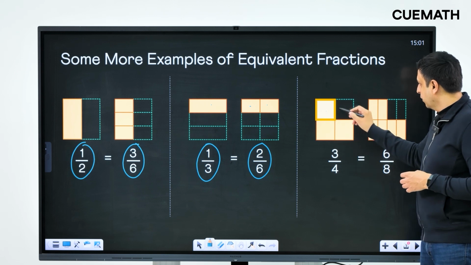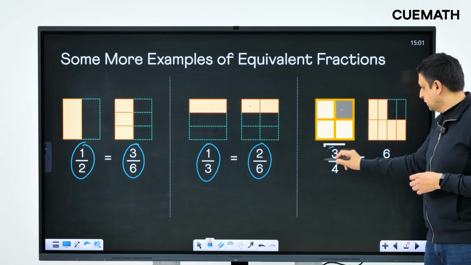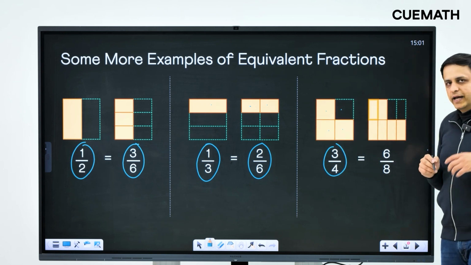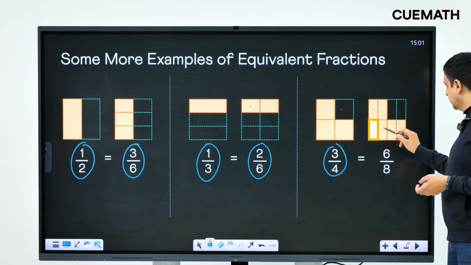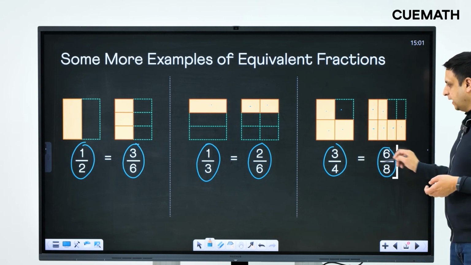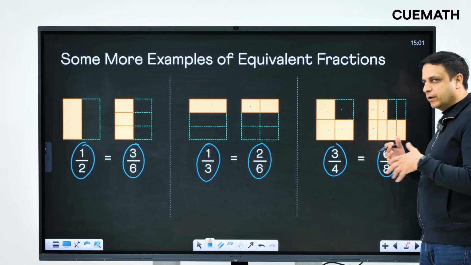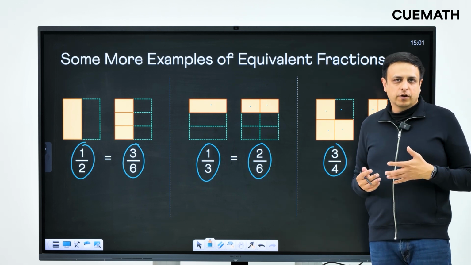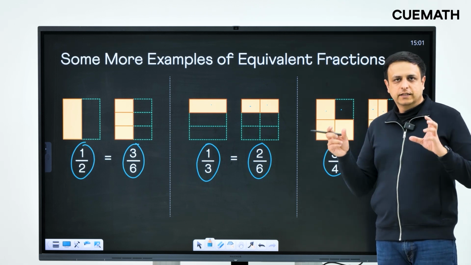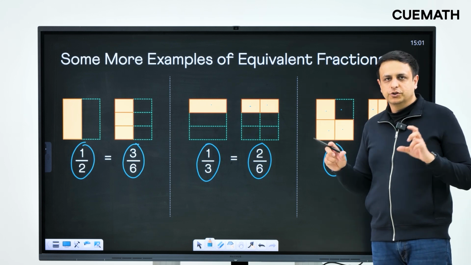The whole divided into 4 equal parts, 3 of them are shaded, so 3 over 4. The whole divided into 8 equal parts, 6 of them are shaded, and therefore 6 over 8. And as you can see, these two are equivalent fractions. So that's what the concept of equivalent fractions means. Two fractions that are different but represent the same portion of the whole are equivalent fractions.